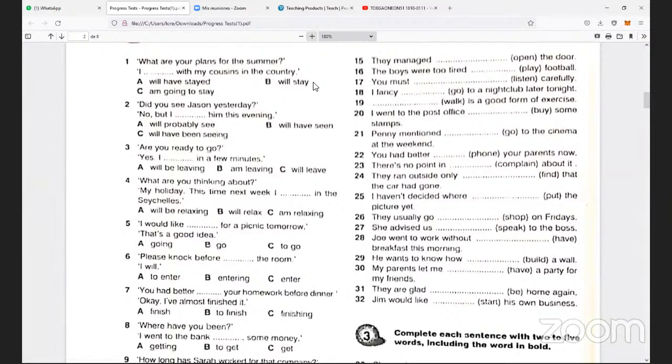This time next week. My holiday. This time next week, I will be relaxing in the Seychelles. Perfect. Very good. I would like to go for a picnic tomorrow. Mm, perfect.